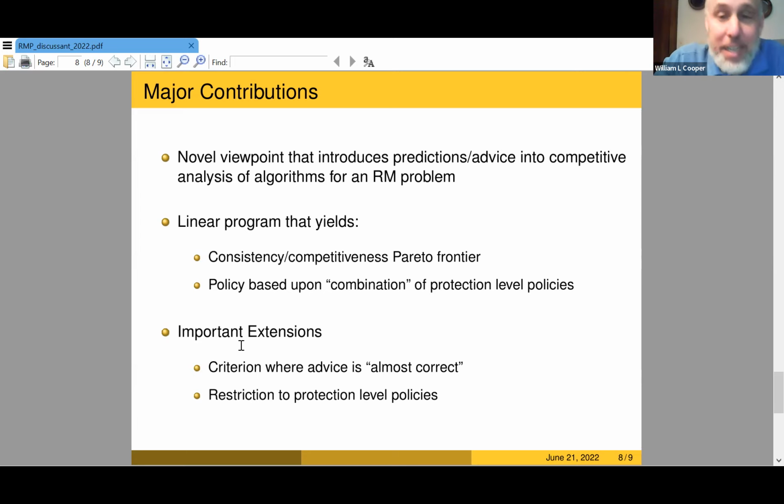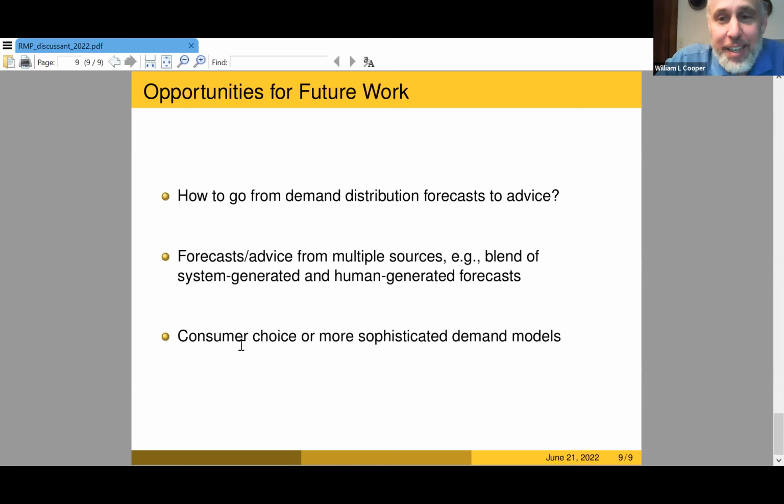So I have one slide here to go in 1 minute. In terms of opportunities for moving forward, one question that might come up is, in traditional versions of this problem, going back to the very original work, the starting point is demand distributions, and those are forecasts of demand distributions. So one question would be, if I have a forecast of demand distributions, what advice is that providing me? That's something you might want to think about.